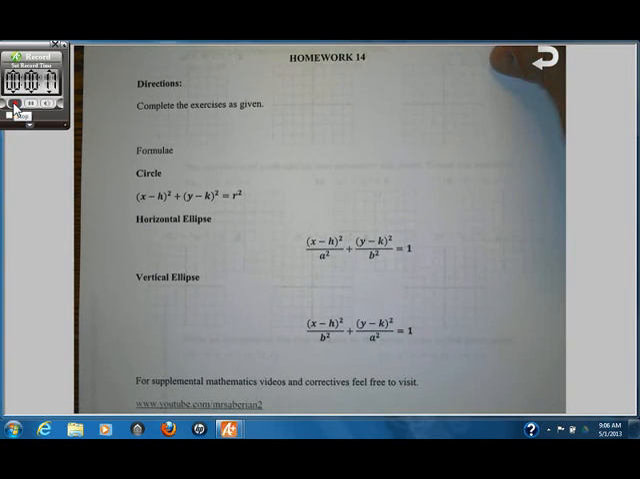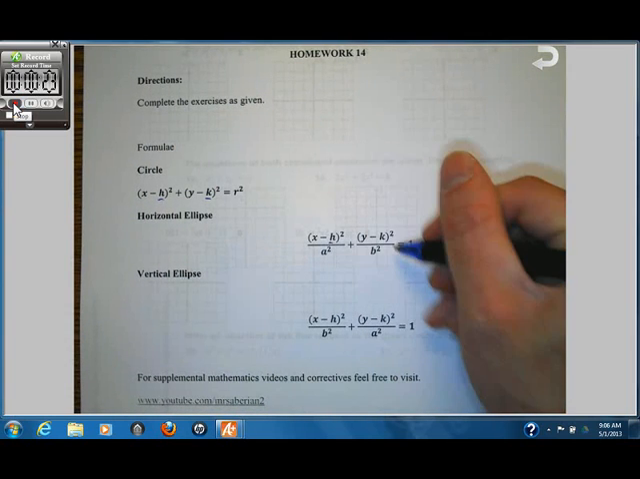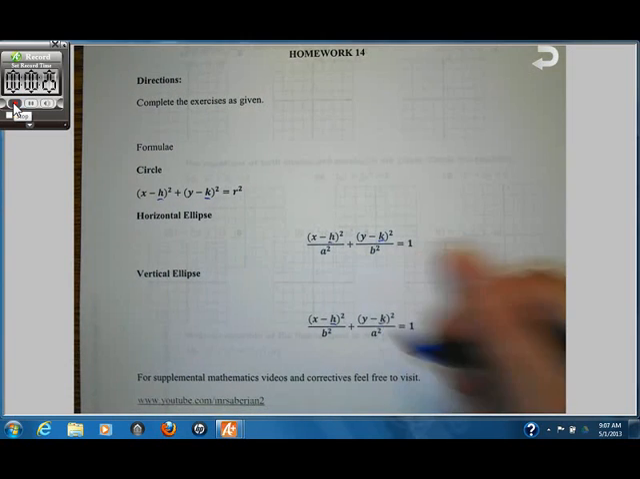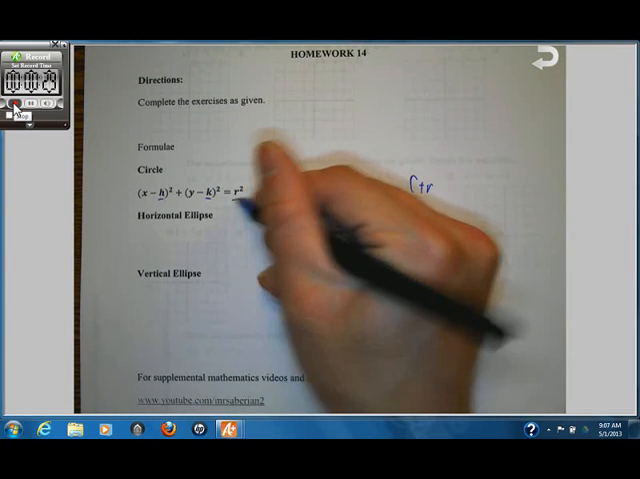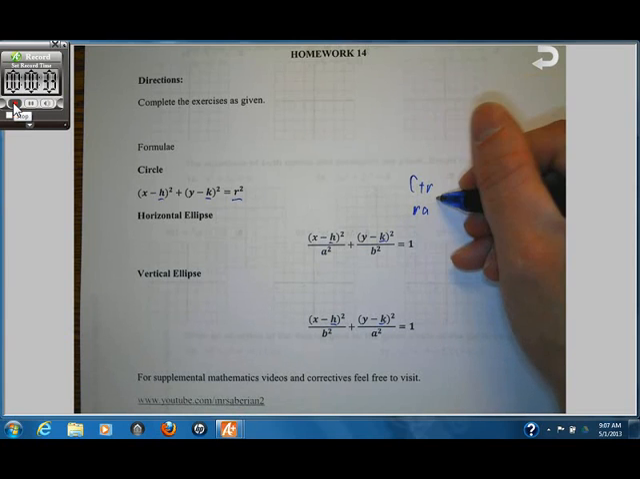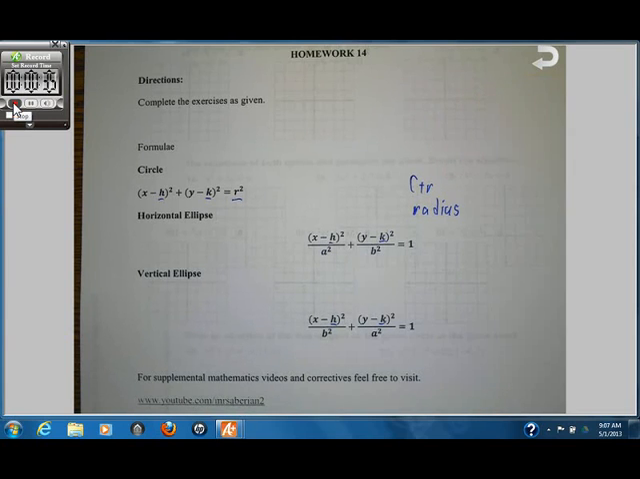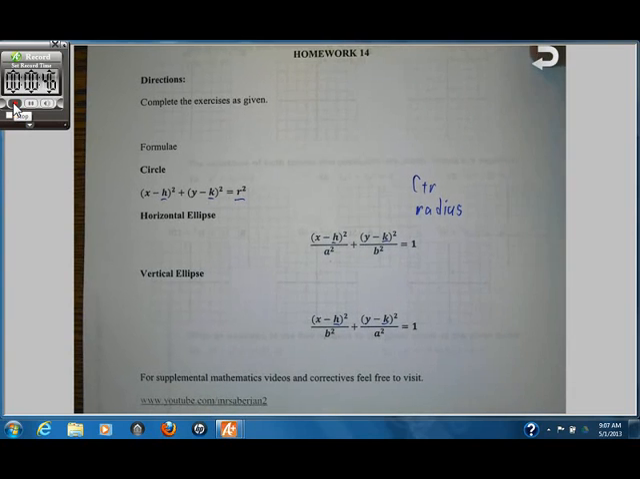So, of course, H and K for all of these are the coordinates of the center. And then, of course, R here is the radius. Okay? And, of course, A and B, or B and A, are the major and minor radii of an ellipse, because ellipses are not perfect circles, right? Let's go on ahead and delve into some example problems.